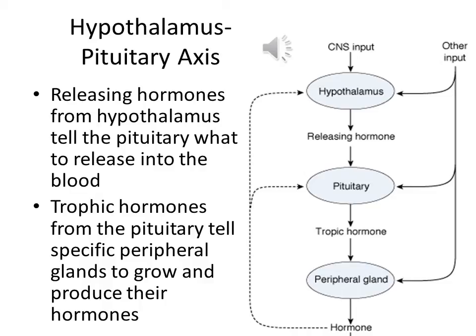Okay, releasing hormones from the hypothalamus tell the pituitary what to release in the blood. Trophic hormones from the pituitary tell specific peripheral glands to grow and to produce their hormones. So remember, it all starts with your hypothalamus. Your hypothalamus sends your releasing hormone to your pituitary, and then your pituitary gets even more specific and sends another hormone to the specific gland that that hormone is associated with.